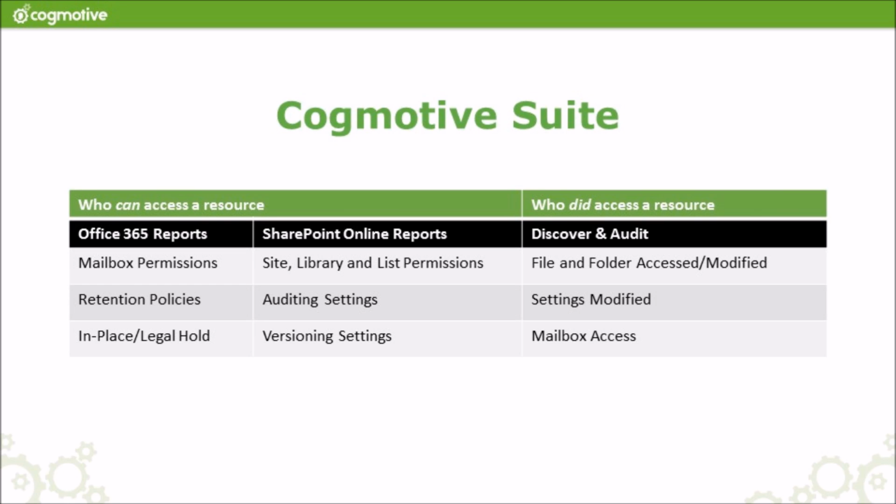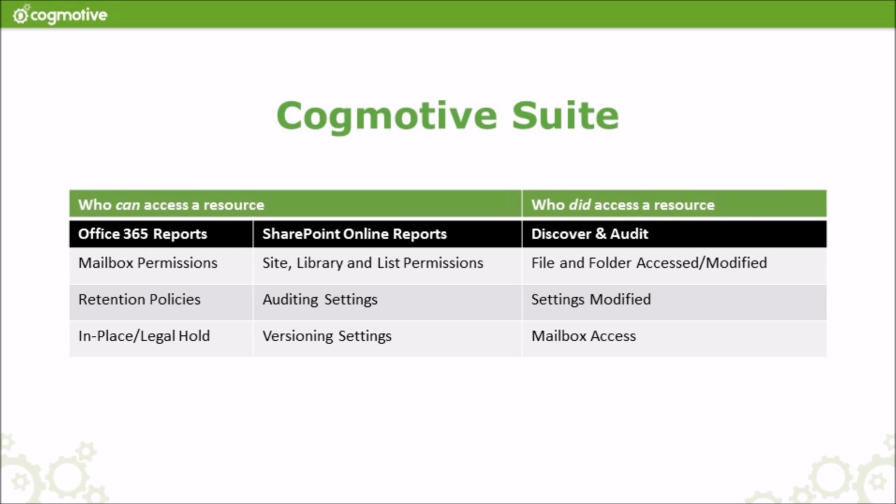Imagine you discover, through the new module, a sensitive file being downloaded by a member of staff who really shouldn't be able to access it. You can quickly switch to the SharePoint Online Reports module to verify how the permissions are set at that level. If they are not what you are expecting to see, you can switch back to the Discover and Audit module to see who changed them and when.